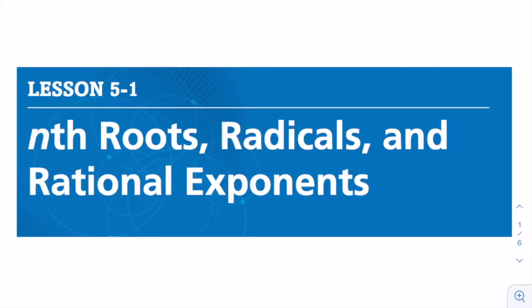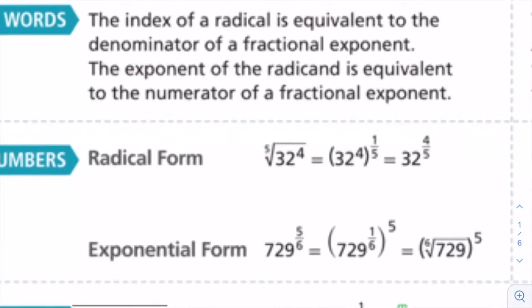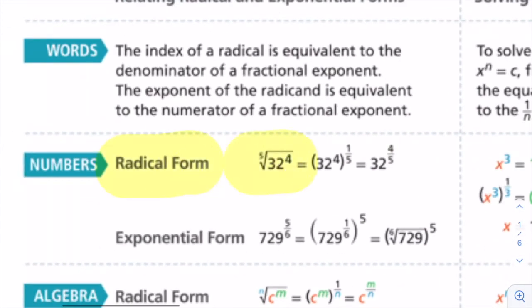Welcome back. Today we're going to look at nth roots, radicals, and rational exponents. When we have a radical expression, we'll have an index for that radical. If it's a square root, we don't write the 2, we just understand that it's a 2. But here we have a fifth root, and we could rewrite the fifth root of 32 raised to the fourth as 32 raised to the fourth, raised to the 1/5, because that fifth root becomes a fraction.